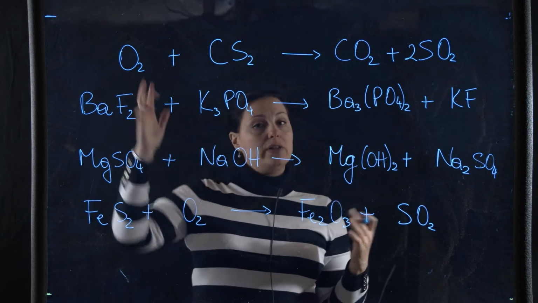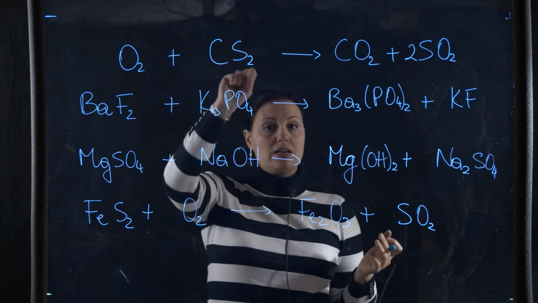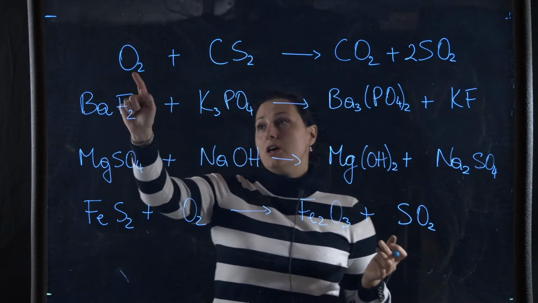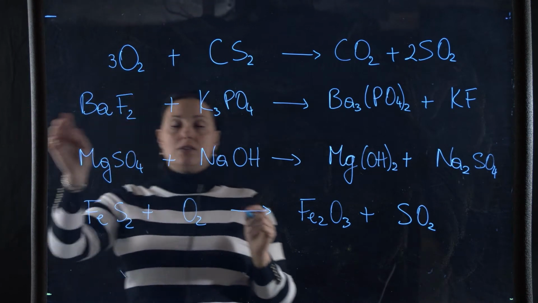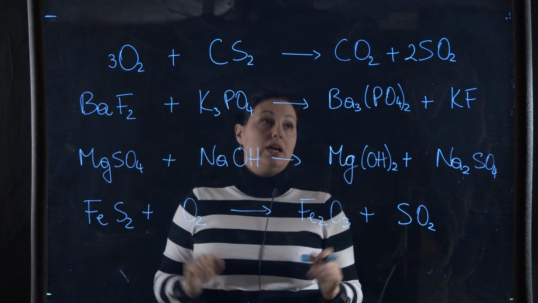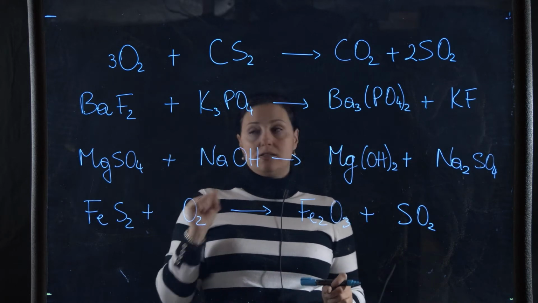And over here, I only have 2. And now I can balance my oxygens without changing any of the carbon or the sulfur. I can make this a 6 by putting a 3 as a coefficient in front of my oxygen. And now I have balanced everything. Let's take a look at the next one.